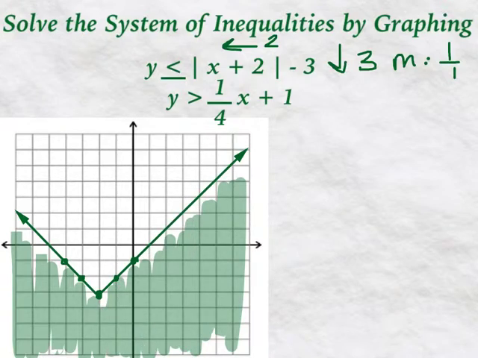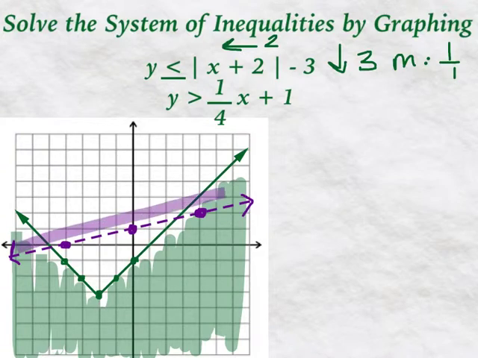Our second equation is a line, so it should look like a line. And it says y is greater than 1/4 x plus 1, so our y-intercept is 1. And we will go up 1 and right 4 because of our slope. 1, 2, 3, 4. Or down 1 and left 1, 2, 3, 1, 2, 3, 4. And then it's greater than, so we will connect it with a dotted line. And it is greater than, so we want to shade above that line.